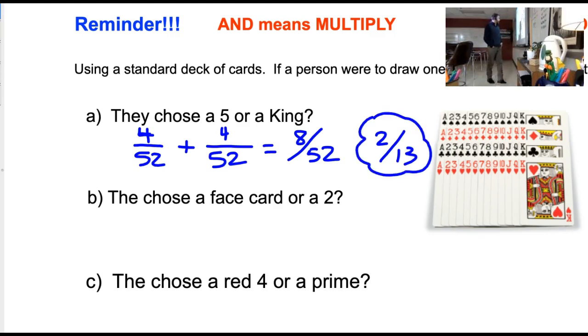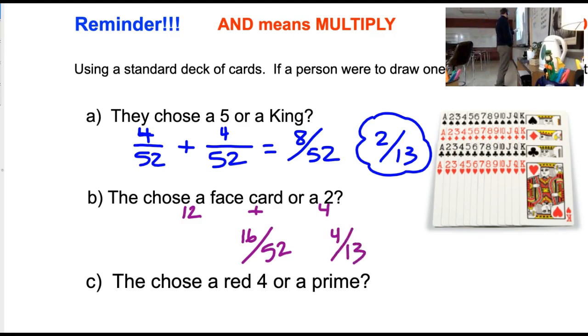So there is a situation where we have or, like a 5 or a king. The favorable outcome would be a 5 or a king, so you have to add them all together. In B, it says a face card or a 2, so same situation. How many face cards do we have? 12 total. And how many 2s? 4. And none of them are the same, right? There's no face cards that are 2s, so we're good there. So if you add 12 and 4 together, you get 16 total favorable outcomes out of the 52 total, which simplifies, divide by 4, to 4/13.